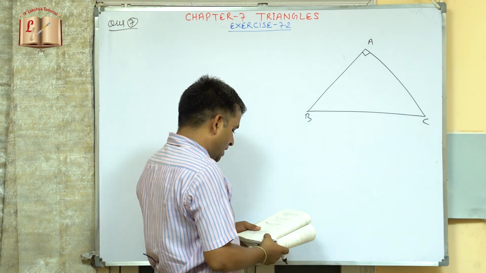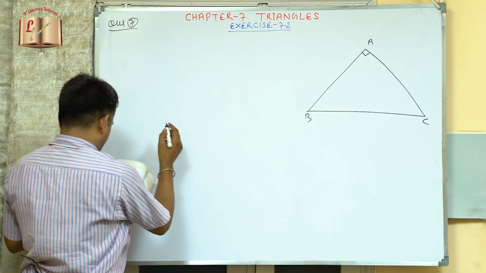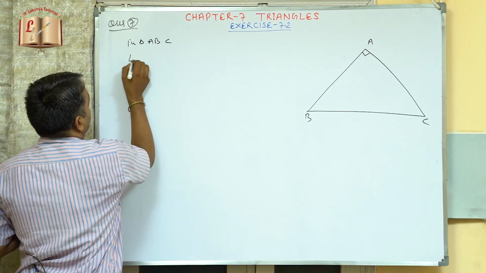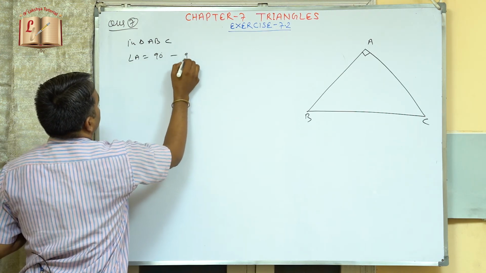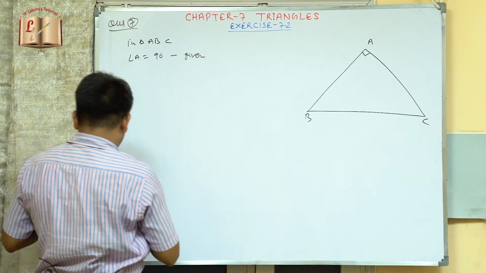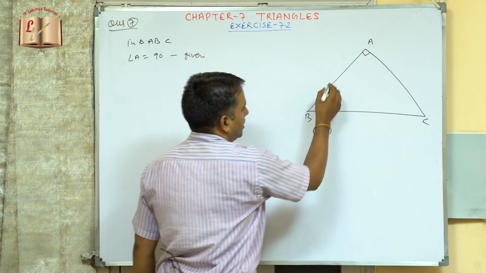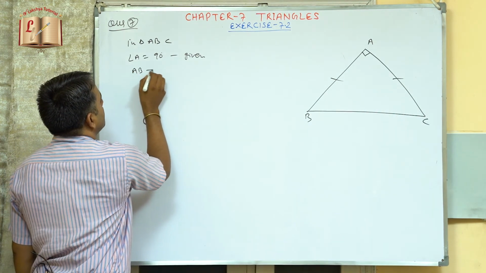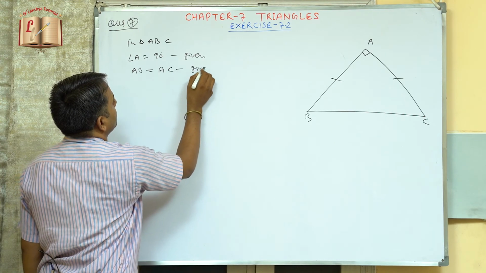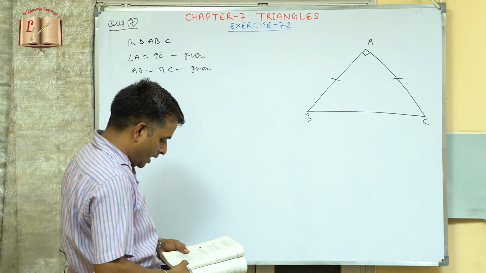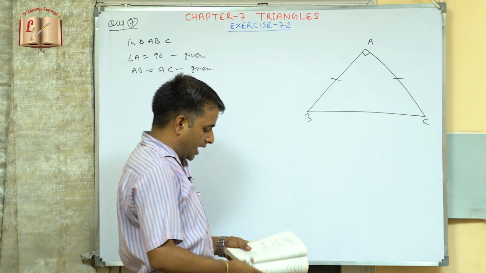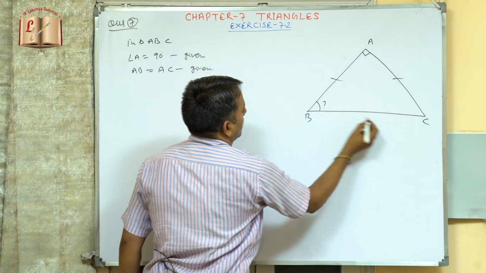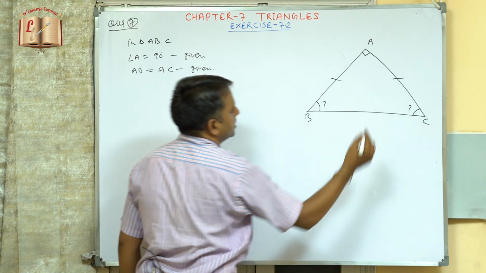This is C. So in this right angle triangle, it is given that in triangle ABC, angle A is equal to 90 degrees. And again, AB is equal to AC, so this side is equal to this side. This is also given to us. Now we need to find out angle B and angle C.